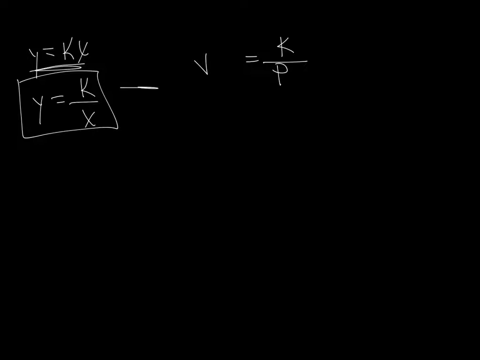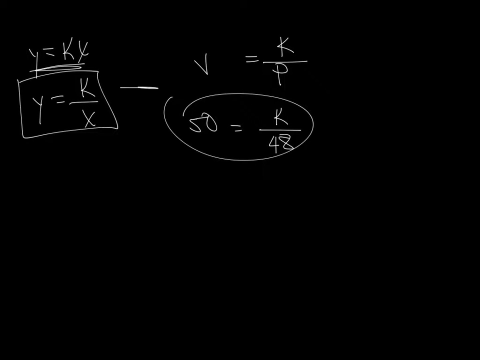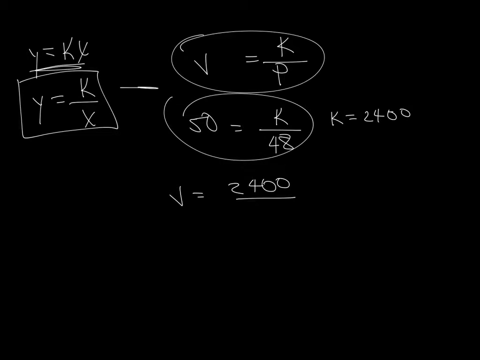Next step is to find k. To find k, it says if a pressure of 48 pounds per square inch corresponds to a volume of 50, so my volume. Alright, so there's what I can do to find my k, and I find my k is 2400. Now I'm going to rewrite this with the information I know. All they're giving you that information for is so you can find what k equals, so you can put that in the formula.